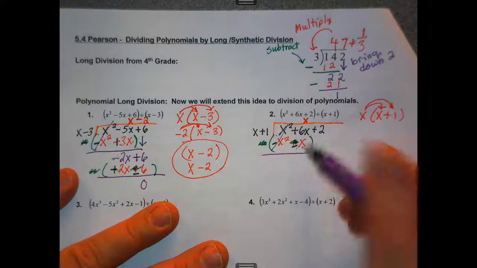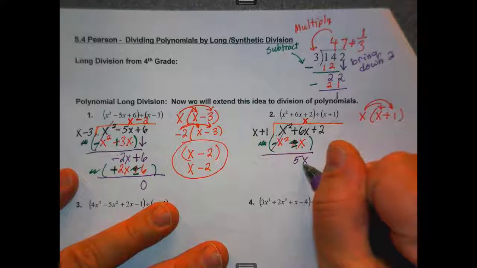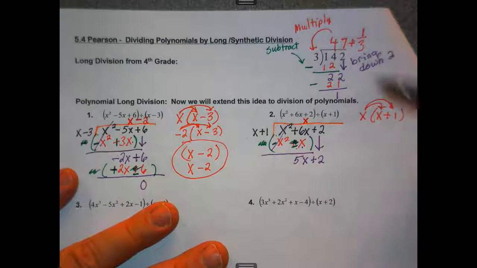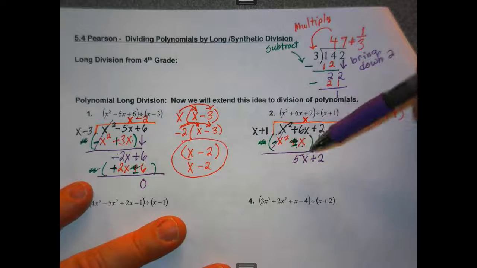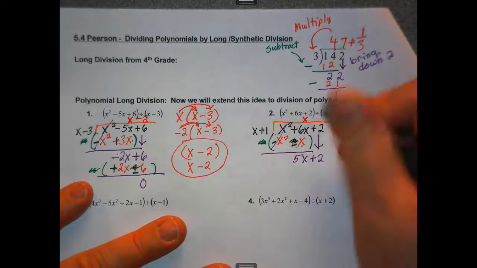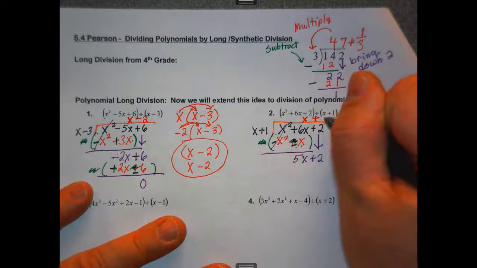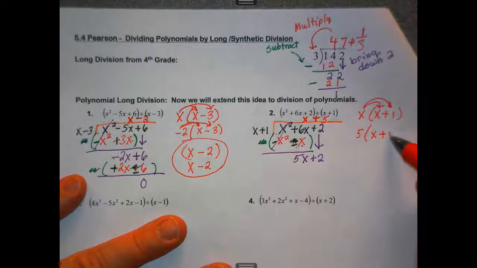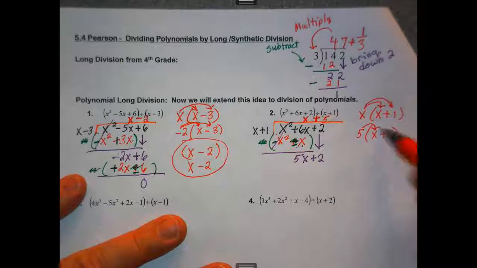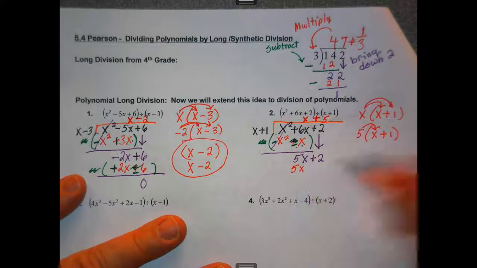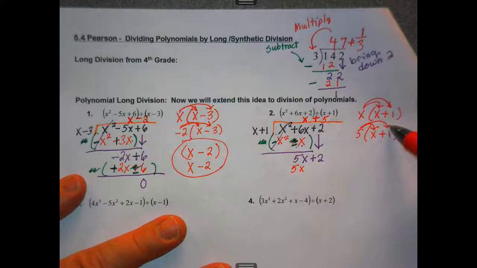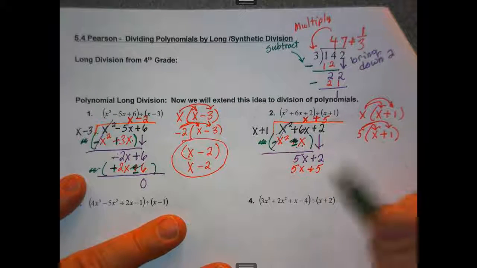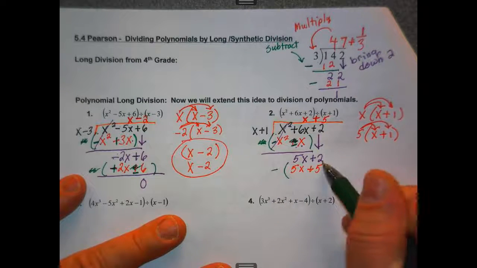6x minus x, 5x. Bring down the plus 2. How do I get x to be 5x? Multiply it by a positive 5. So I'm going to take positive 5 times x plus 1. 5 times positive 1 is positive 5. I'm going to subtract this entire quantity.